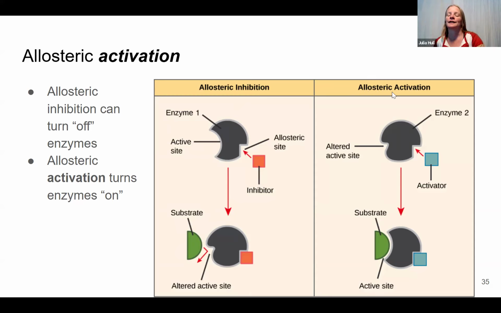In allosteric activation, when the enzyme is just hanging out by itself, the active site shape does not fit the substrate. And we need that activator to come in and land in that allosteric site to change the active site so that the substrate does fit. So allosteric activation is like turning that enzyme on. Okay, so make sure you know the difference between allosteric inhibition and allosteric activation.